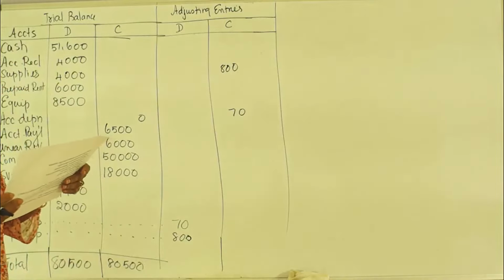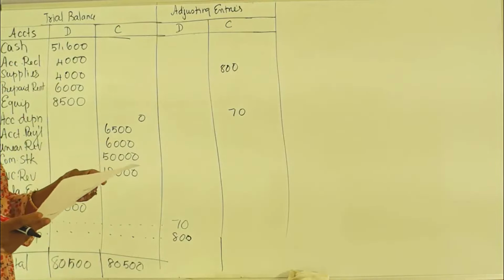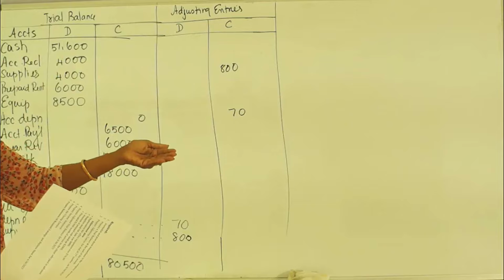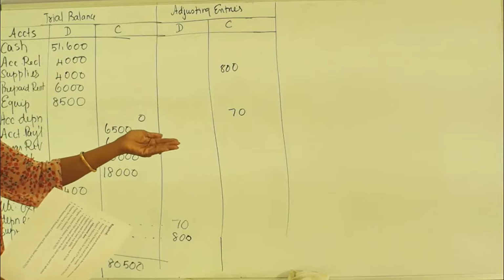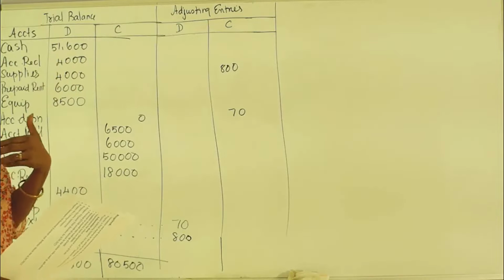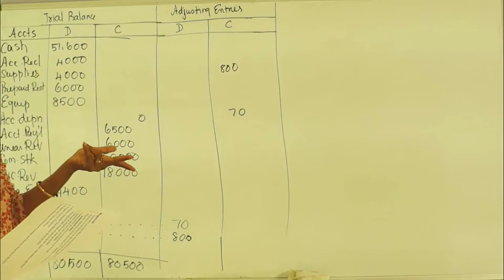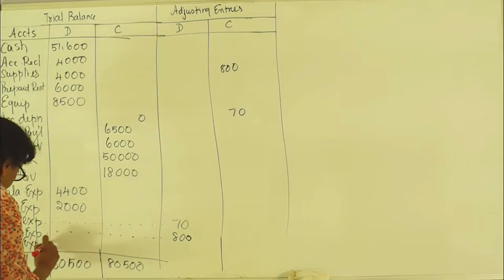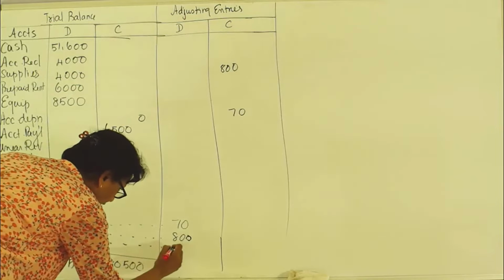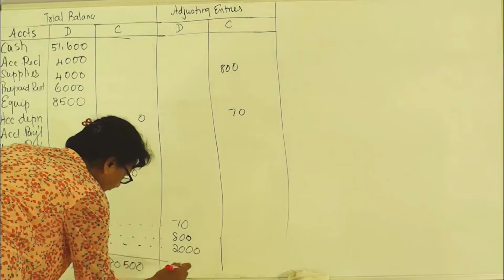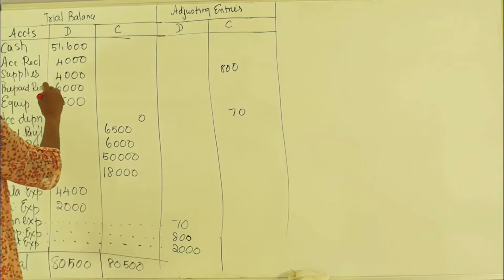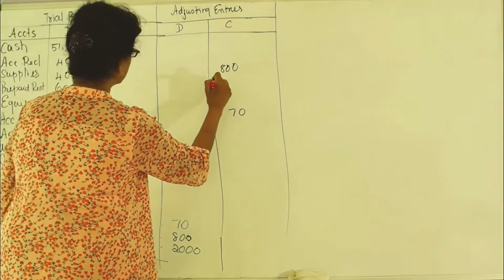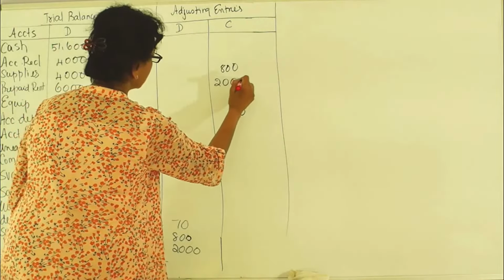And the amount of the prepaid rent used up is 2,000. So remember, they had a prepaid rent, they paid it in advance. Now 1 month has passed, so they have used up 1 month of the prepaid rent. That will be rent expense. You debit it for 2,000. You go to the prepaid rent and you credit it for 2,000.